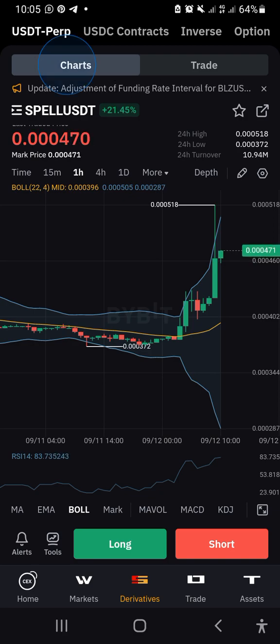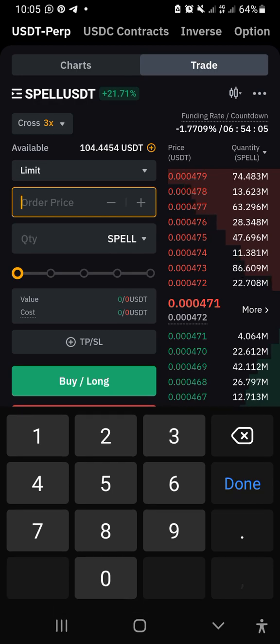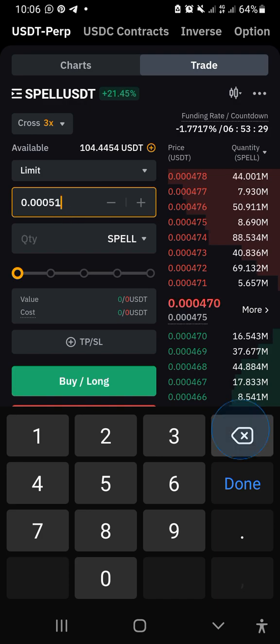So let me go back to trade again. Now remember that the highest price the coin has reached is 518 in the last 24 hours. So I'm going to set it a bit higher so I could earn like 4 extra. 518 plus 4 would be 522. So I'm going to insert it now. 522. Can you see that?